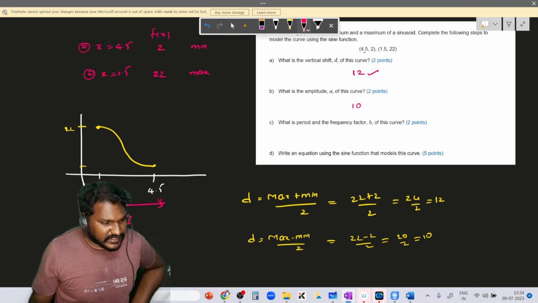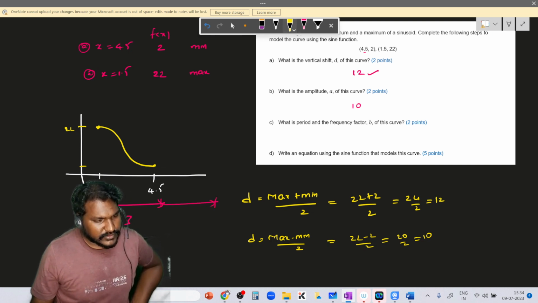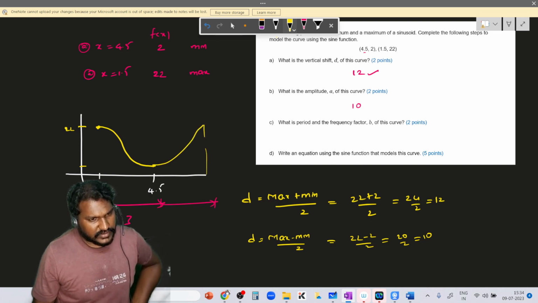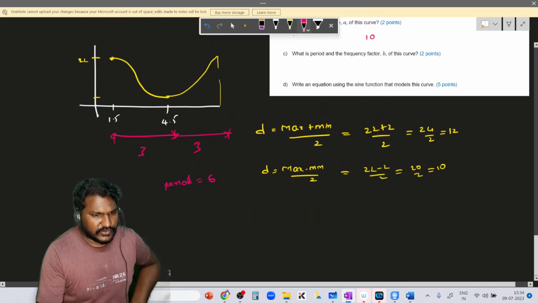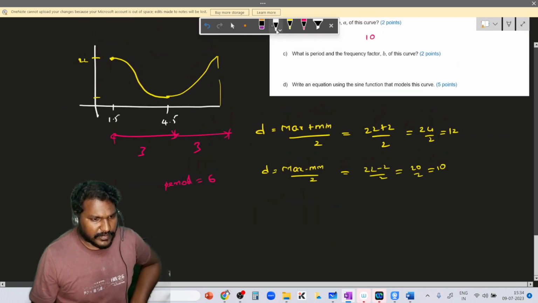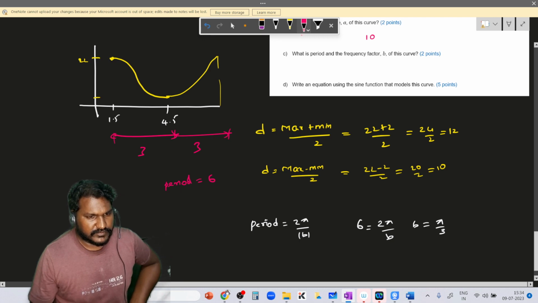So if half of that is 3, then total will be one more 3. So then period is 6 actually. If you use the formula, period is equal to 2 pi by mod b. So 6 is equal to 2 pi by b. So b is equal to pi by 3.